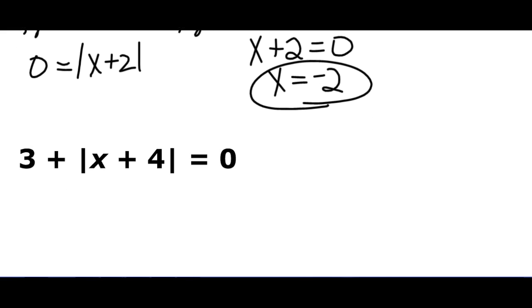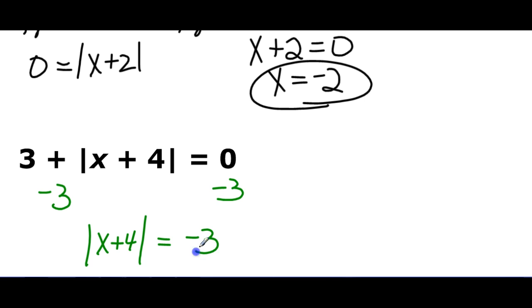All right. For this next one, I'm going to start by subtracting 3 from both sides. That's going to give me the absolute value of x plus 4 is equal to negative 3. Because this is negative, I know it's no solution. Now, let's say that you didn't see that, and so you went ahead and you set up your two equations, and you came up with two answers. When you went back to check those answers, it would not work. Okay?